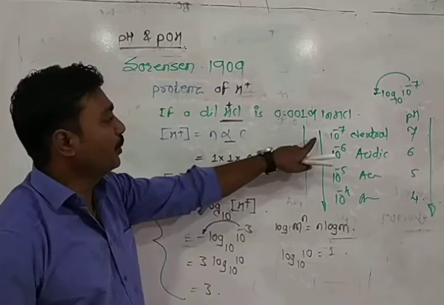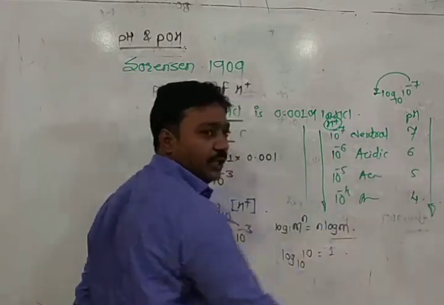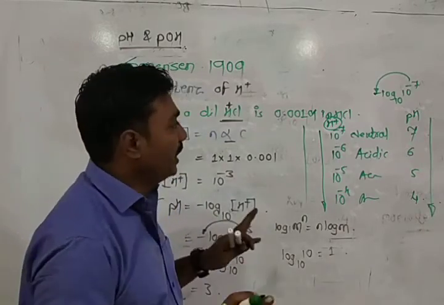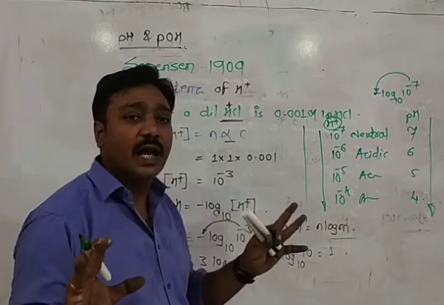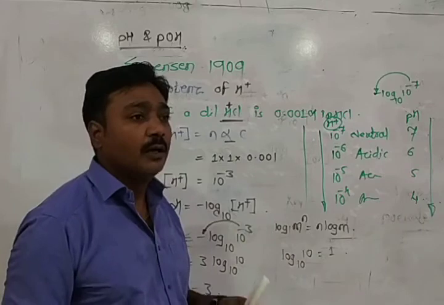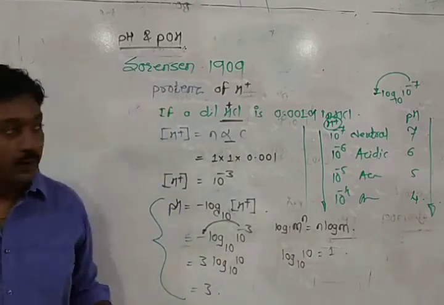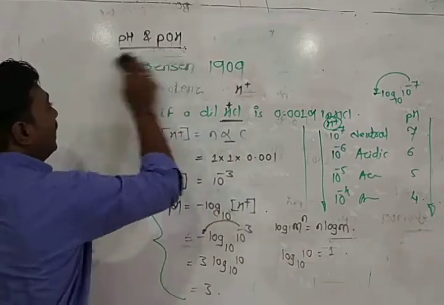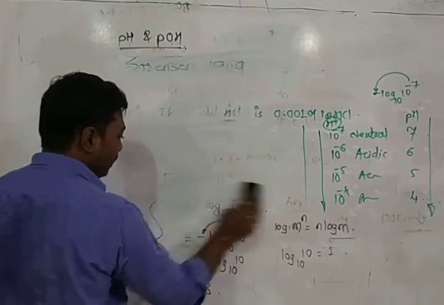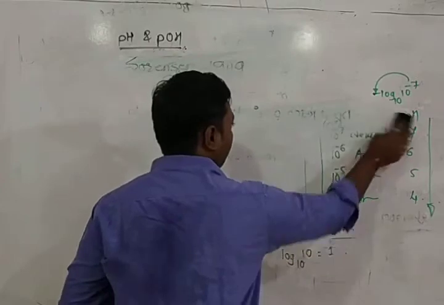If the concentration of H plus increases, pH decreases. If pH is less than 7, the solutions are acidic in nature. If pH is greater than 7, solutions will be basic in nature. Now, look at the relation between pH and pOH. Before going to discuss that relation, we will first look at the pH scale.